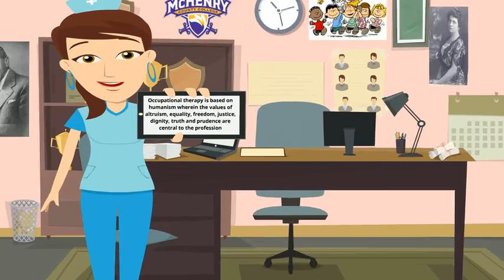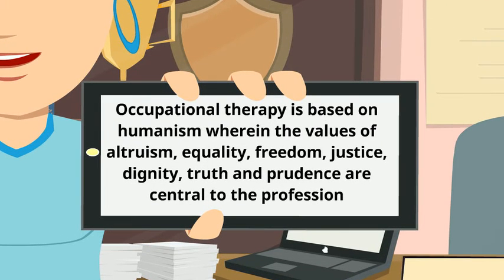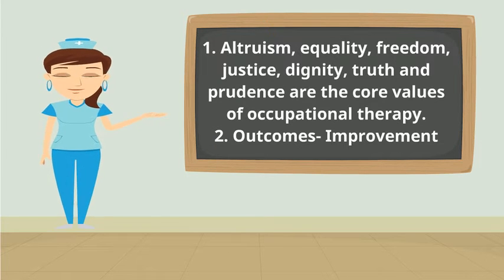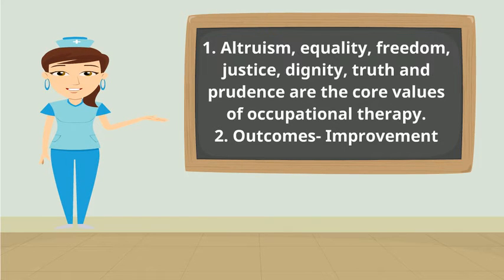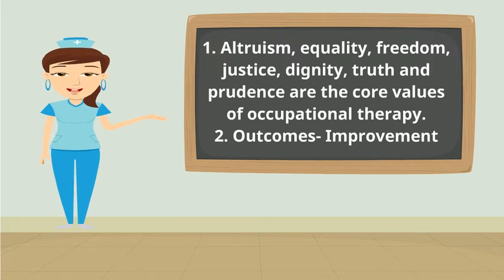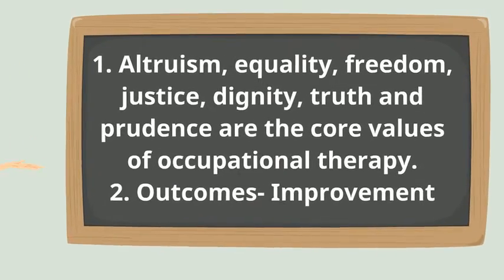Let's look at the core concept just demonstrated. Secularism, equality, freedom, justice, dignity, truth, and prudence are the core values of occupational therapy. As you saw, Jody didn't get mad or frustrated with Jake when he didn't want to participate in the soccer game she had arranged. Instead, she gave him the freedom to choose something different. Jake playing interactively with peers showed an improvement outcome.